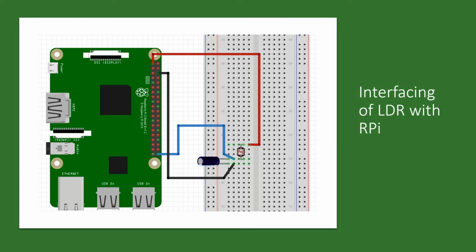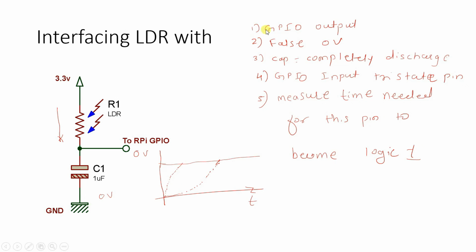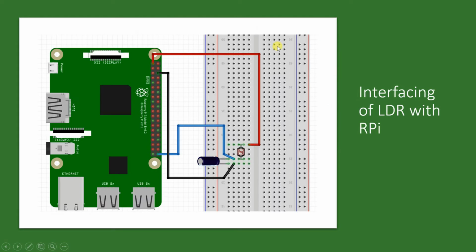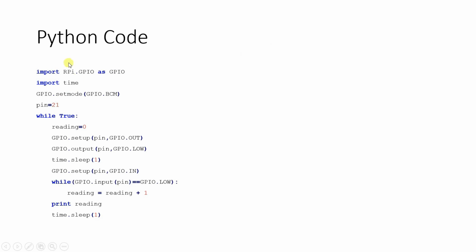Now this is the program and this is the algorithm, if you can see. So what we said first was we'll make the GPIO pin work as an output pin. So here we are setting it as BCM, we are specifying the pin number, and in while True, what is the first thing that we did? We first made the particular pin here work as an output pin.